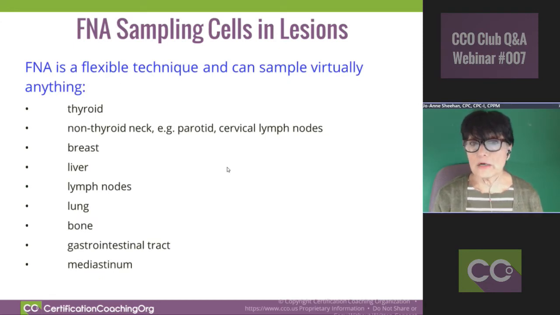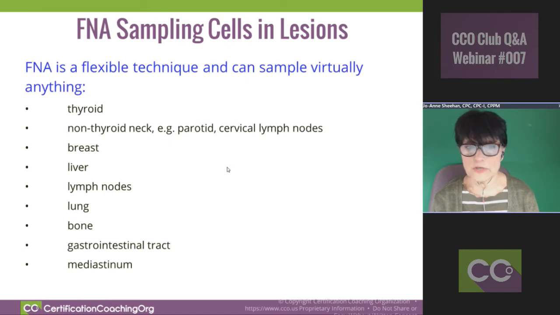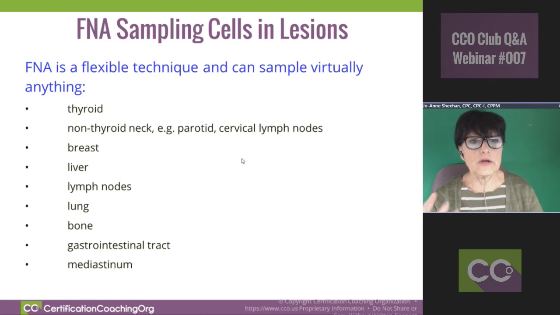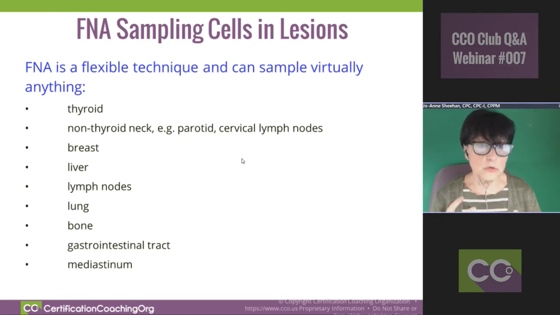Some of the places where a fine needle aspiration can take place when sampling cells could be a thyroid, a non-thyroid neck example, parotid, cervical lymph nodes, the breast, liver, lymph nodes, lung, bone, gastrointestinal tract, and mediastinum, to name a few. So it's not just one place where it could be. And honestly, if you were having a fine needle aspiration done, let's say on the top of your hand, because there was just a little lump there, you may not need the ultrasound guidance because it's small fluid and they just want to take a sampling to see if it's an infection or what it is. Whereas when you get into larger parts of the body or lymph nodes, then you probably would do that.